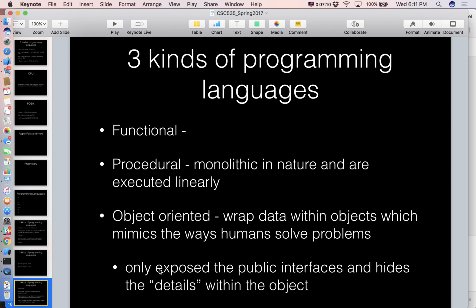Three kinds of programming languages. We kind of breezed past functional because it doesn't really mean much to us right here. But procedural versus object-oriented: procedural languages tend to be monolithic in nature, while object-oriented tend to be more organized. We used the example of a procedural telephone versus an object-oriented telephone, remember? The procedural telephone looked like a big pile of wires that just happened to be a telephone. When we look at it, we see all the details that we don't need to work with, plus all the things that we actually do need to interface with. In a procedural language, all of it's out there just for everybody to see.